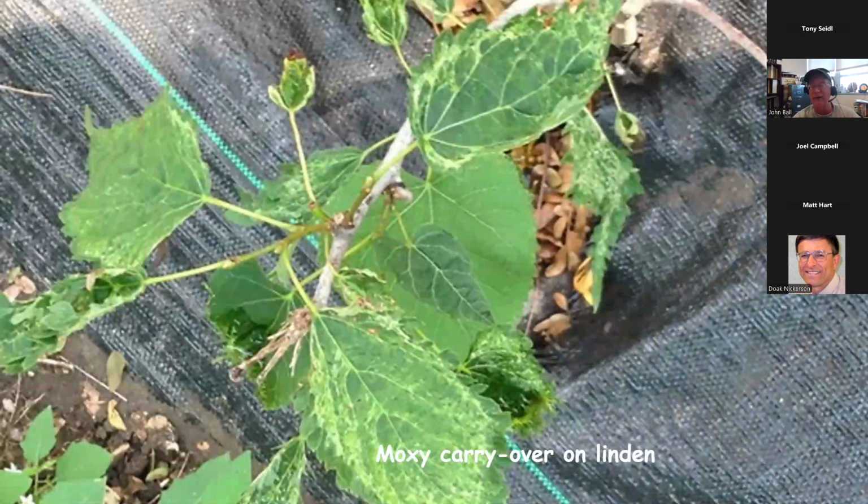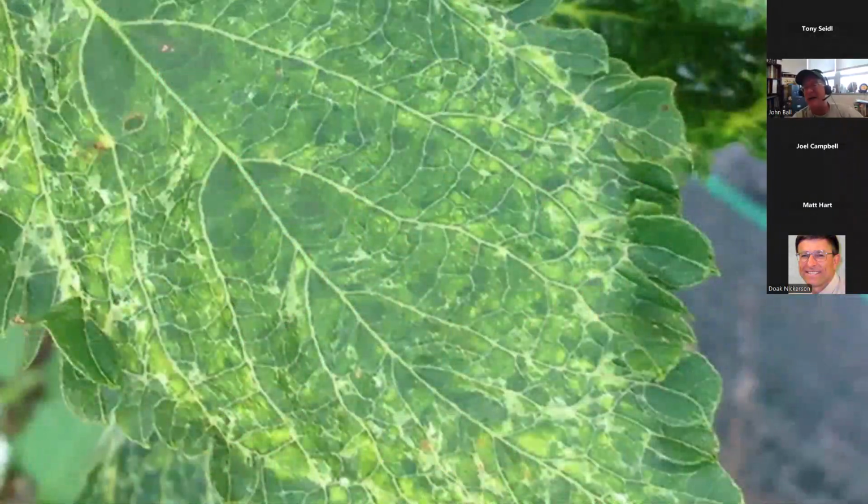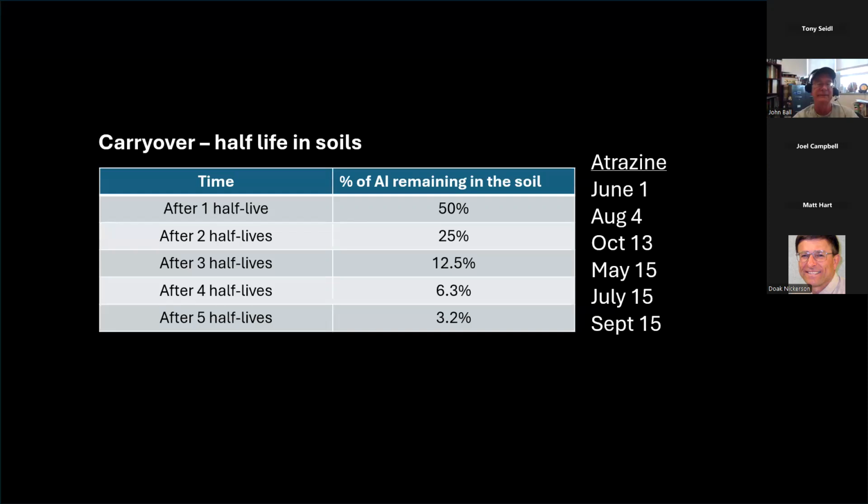Here's Moxie carryover on linden, and you can see that kind of mottling in the foliage. Half-life in the soil, it can last a long time. This is atrazine. Say the application was made in June, you still have quite a bit of the product in there in September the following year.